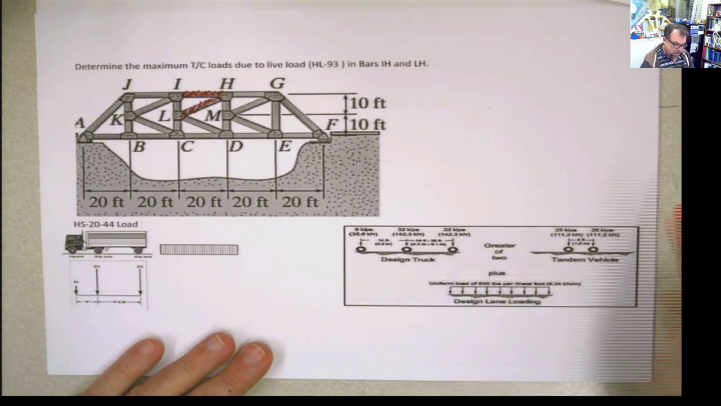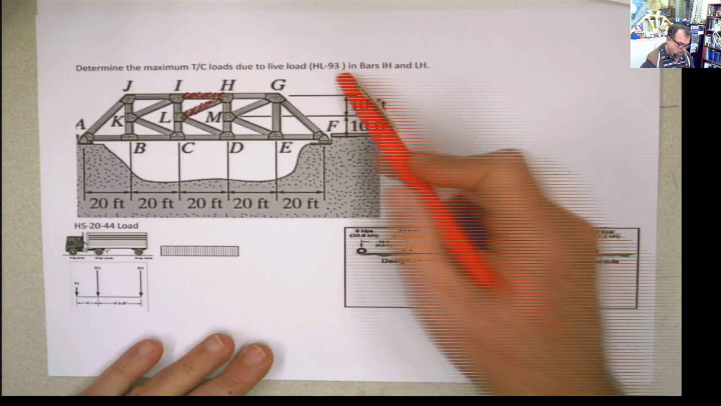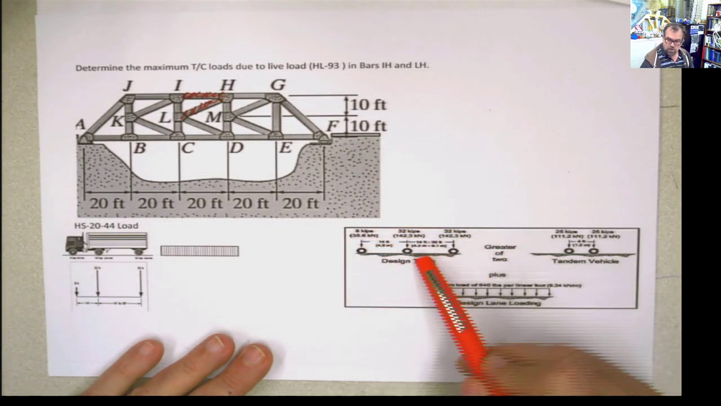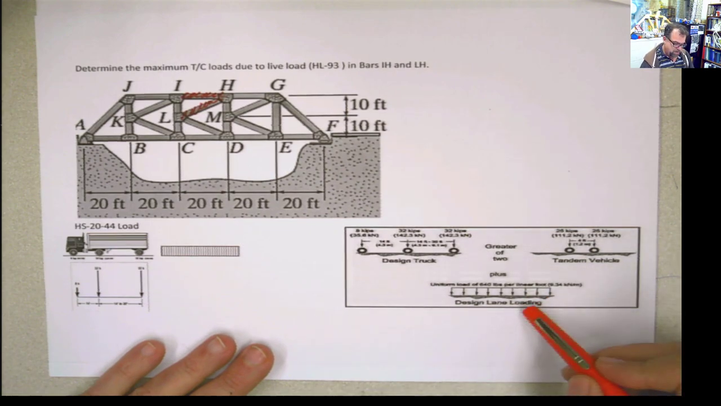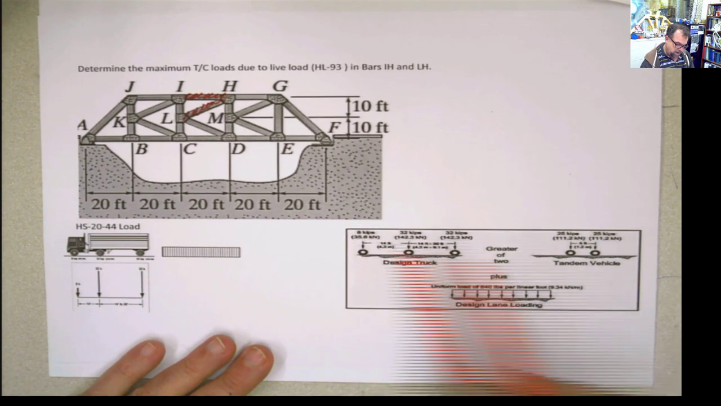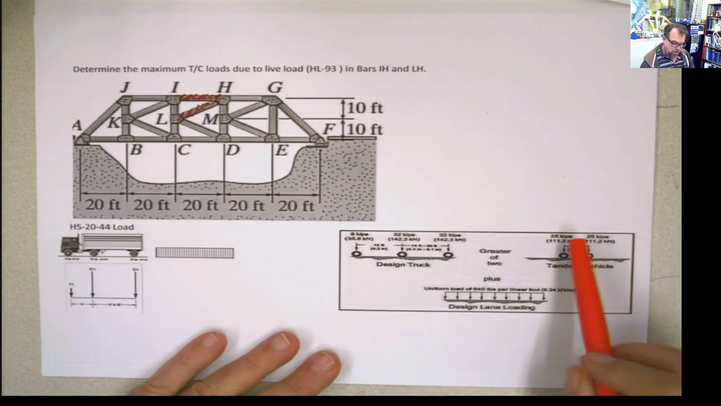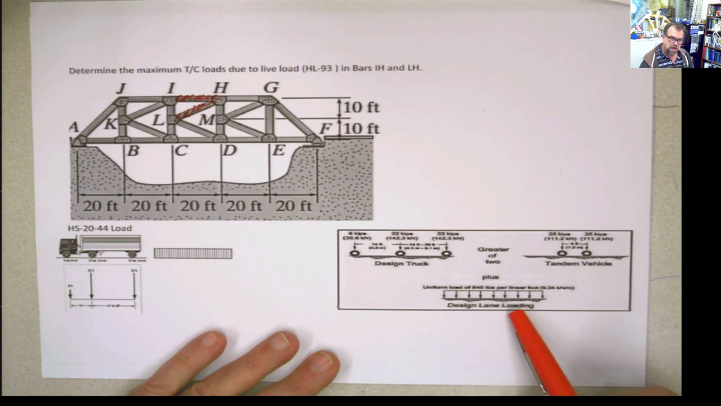So one of the combinations for this load is you're going to use these as a moving load, and you're also going to apply 640 pounds per linear foot, or 0.64 kip per linear foot, as a uniform live load. The other combination will be this load, which is a tandem load, 25 kip, two axles separated 4 feet apart, plus also the lane load.